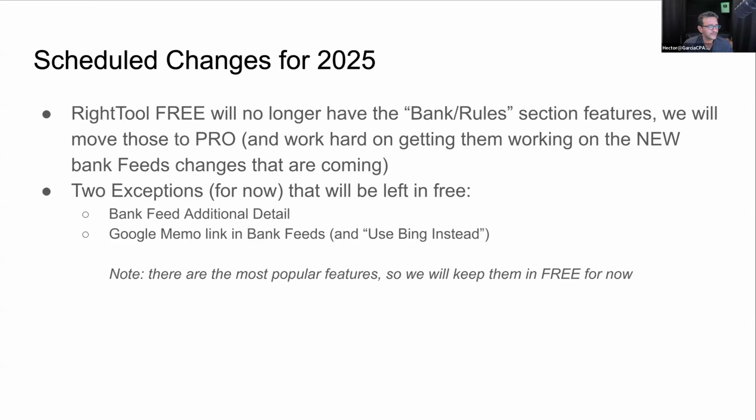That's going to stay in free, mostly because that's been the #1 feedback of the most valuable part of it. So we'll keep it in free. People thought that we were collecting, which is the best one, so we can move that one to pro. It's actually the opposite. The most valuable one, we're going to keep it in free. And the second one we're going to leave free is Google Memo in bank feeds or use Bing instead, just because it's really a simplistic feature. So we're going to keep that too. And that's really highly valuable as well.